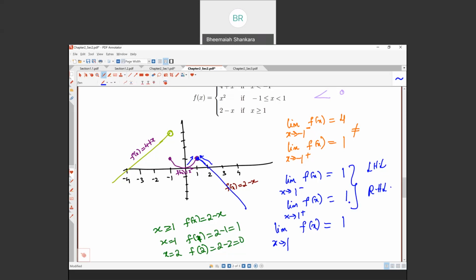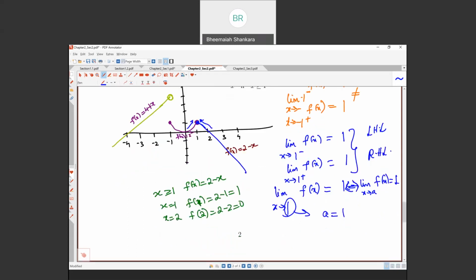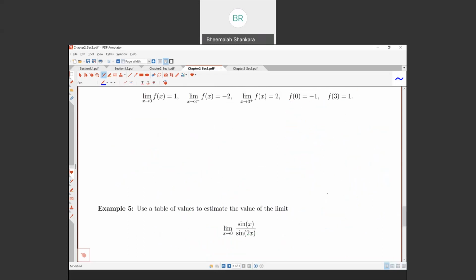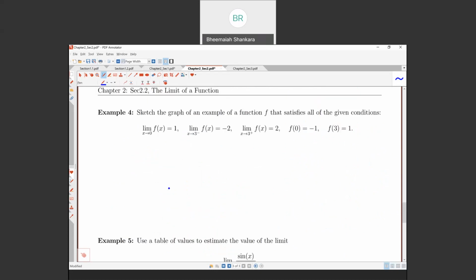So the question is asking you what should be the possible value of a. So from this one you can say that a equal to 1, because you compare this to the definition, limit x approaching a of f of x equal to L, and then you will be able to figure out the value of a. In the next example, you want to sketch a graph of the function which satisfies all these definitions.